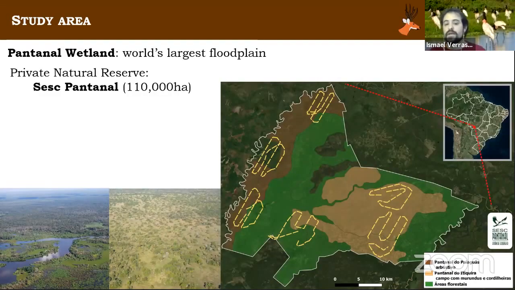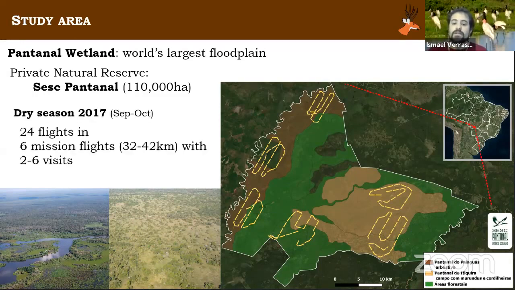So the study area is located in the Pantanal wetland in western Brazil. It is the largest private natural reserve of Brazil, Sesc Pantanal. There we conducted 24 flights in these 6 planned missions, in yellow on the map. We flew each mission from 2 up to 6 times.